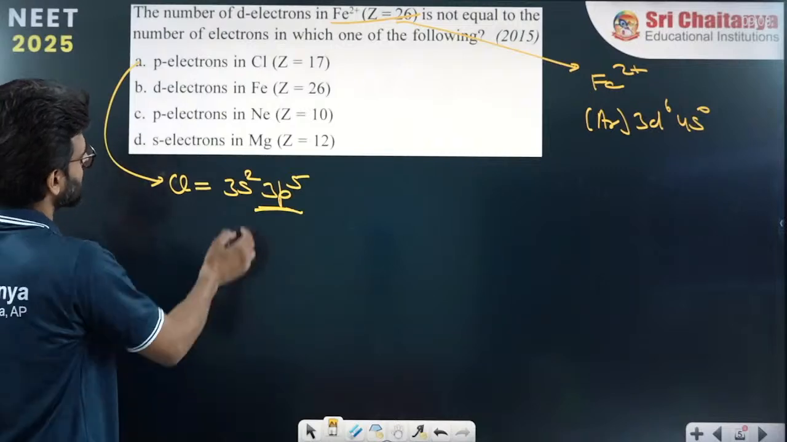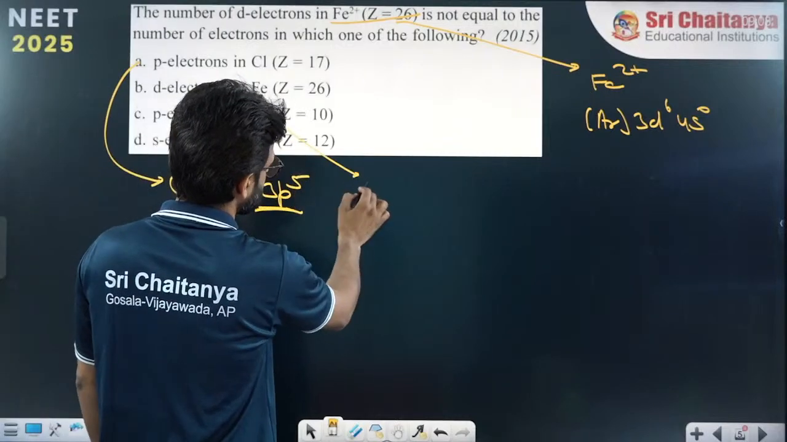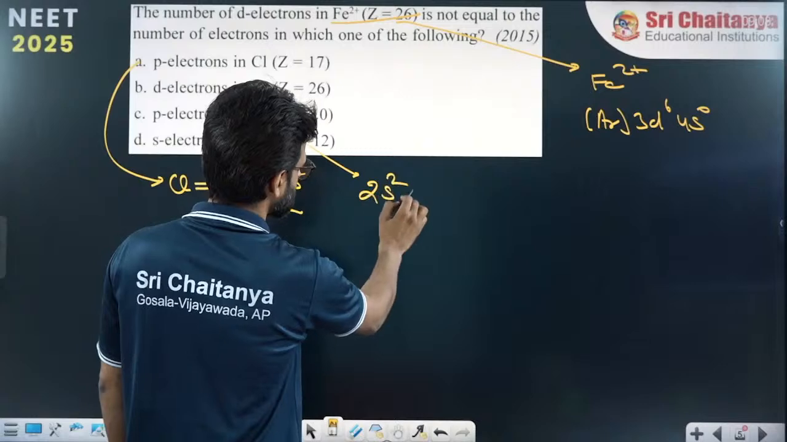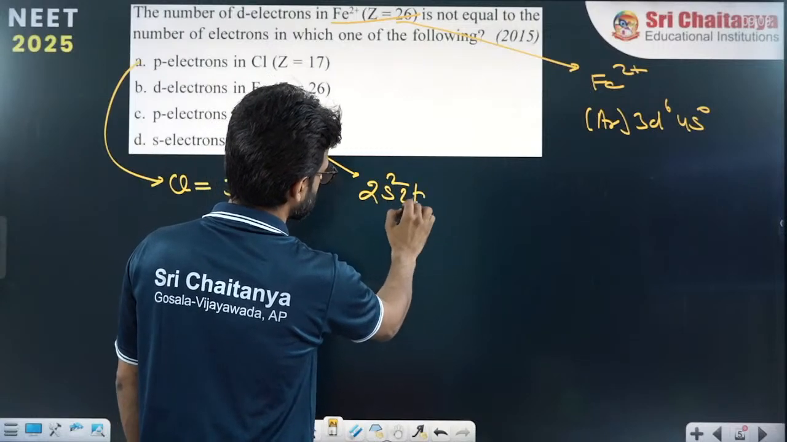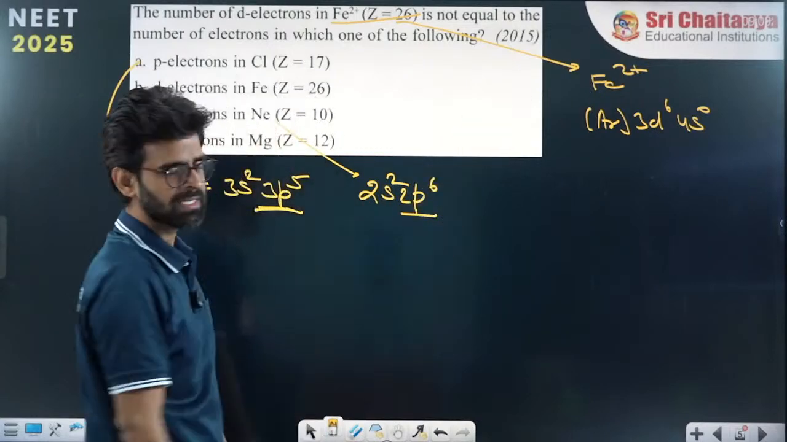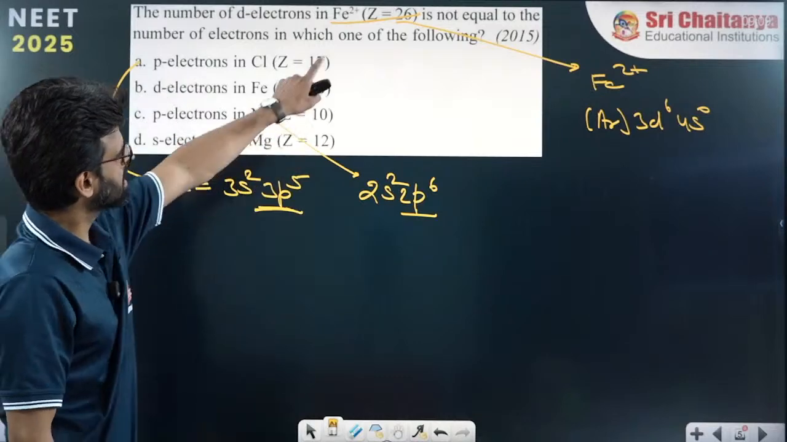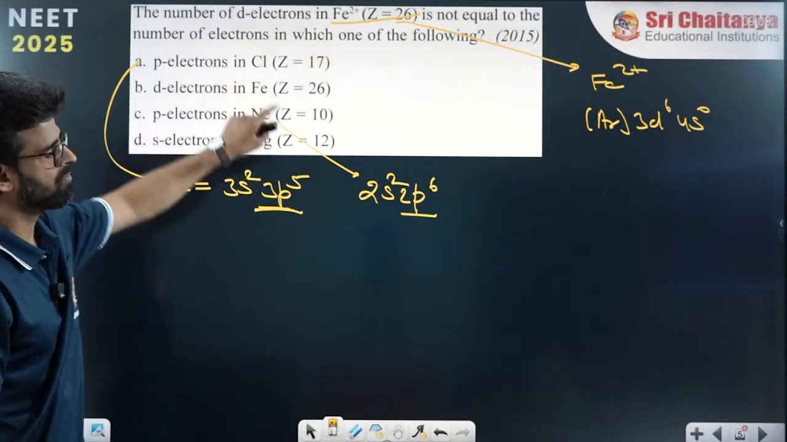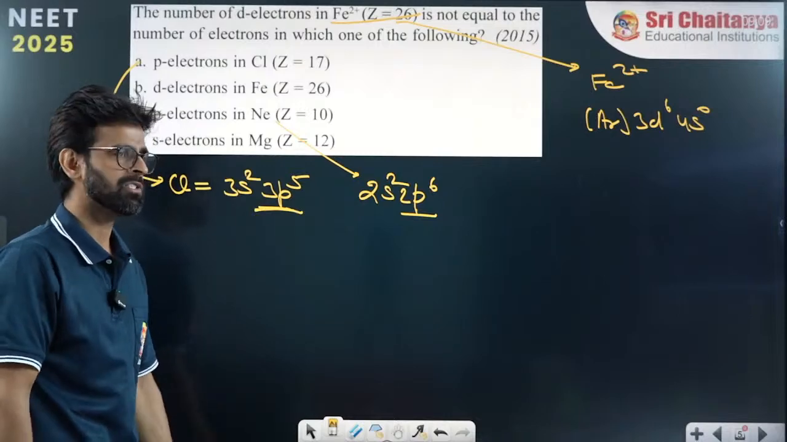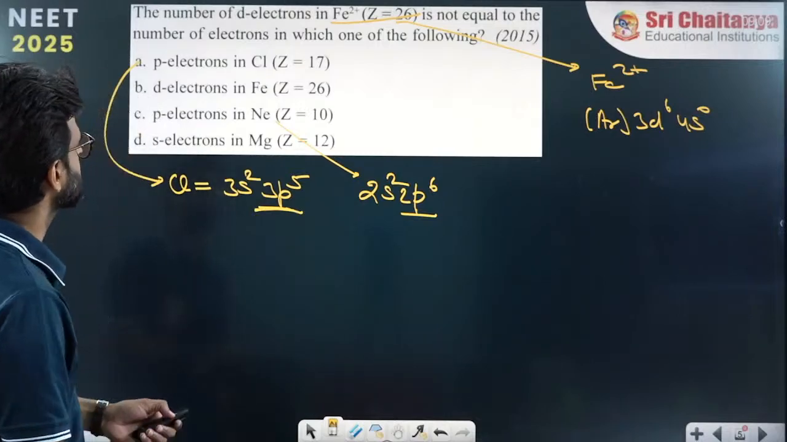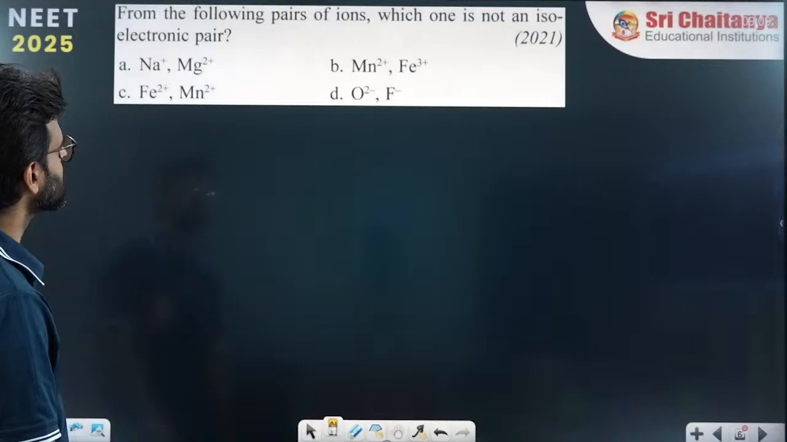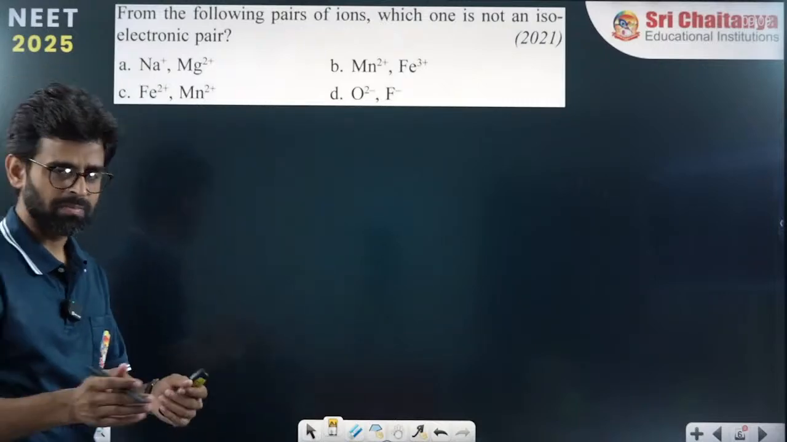If I see the other one, like neon, neon is 2s2 and 2p6. So 6 electrons, matching. So it has 6 d electrons, but here it has only 5 p electrons. That's why it is the right answer. Fine? Good. The next one is, which among the following is not an isoelectronic pair?